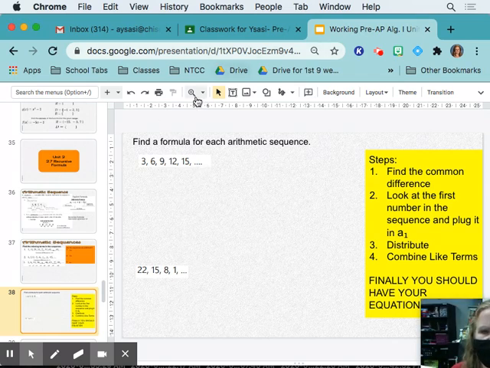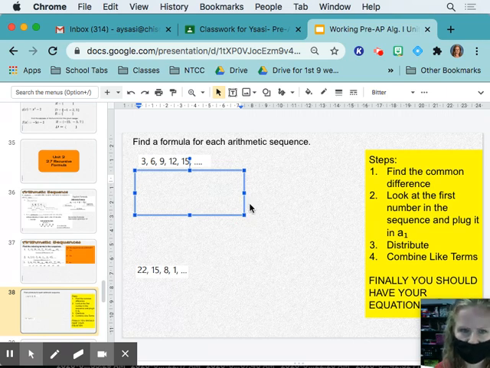So let's write down the things that we need. So we need the common difference. What is our common difference? Which we're going to write as D equals 3. So plus 3, right? What is our A1? That is our first term. What's our first term? 3.